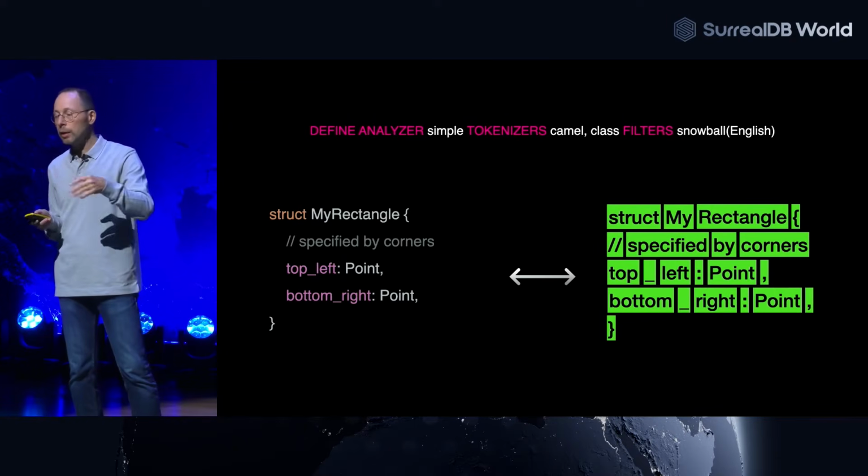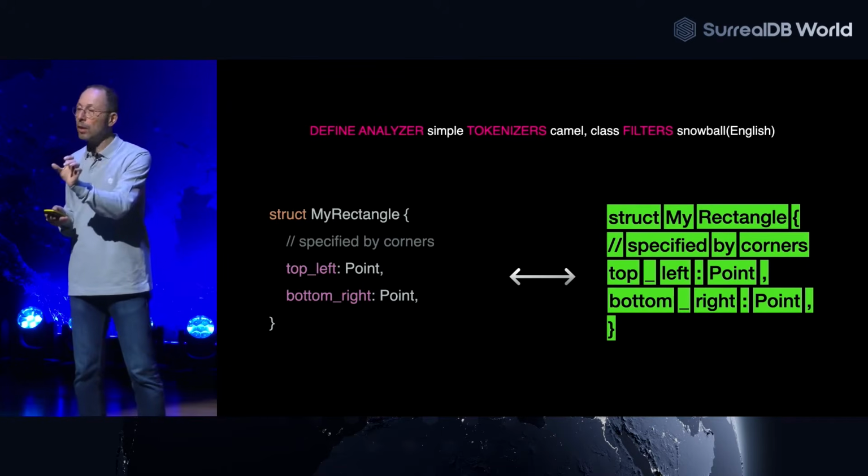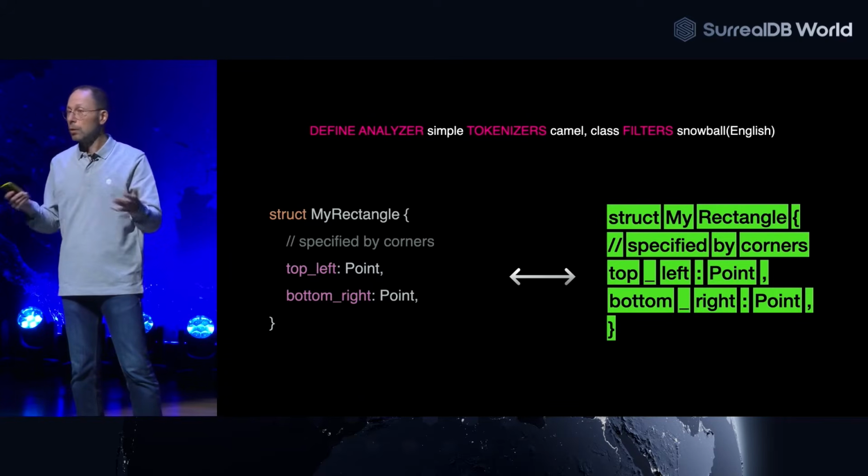So camel is the tokenizer that knows that the case has changed, and then myRectangle becomes my rectangle. So you can use CyrilDB to index your code if you want.